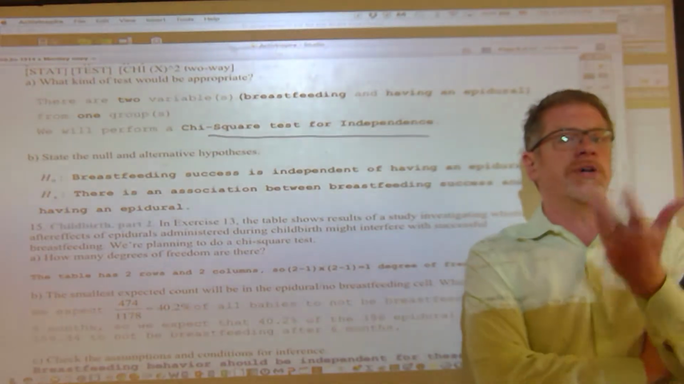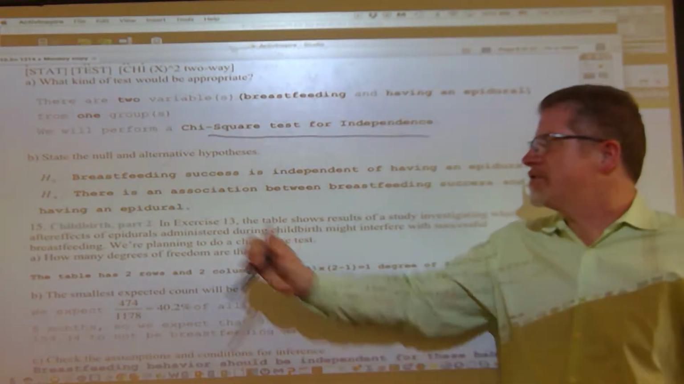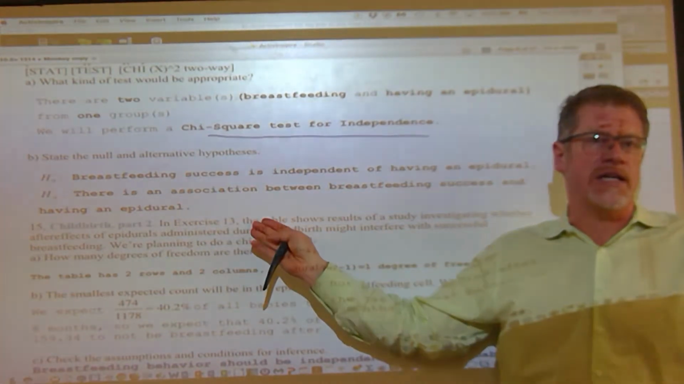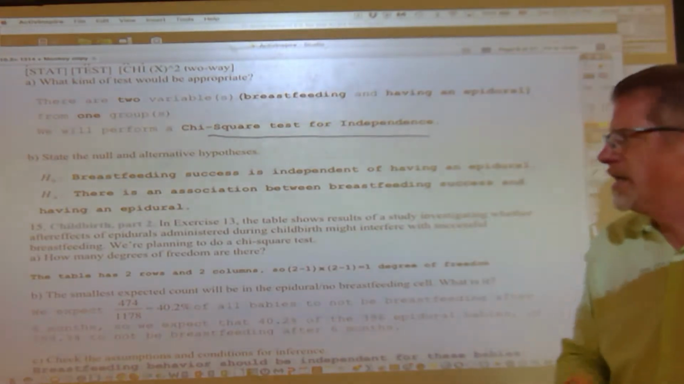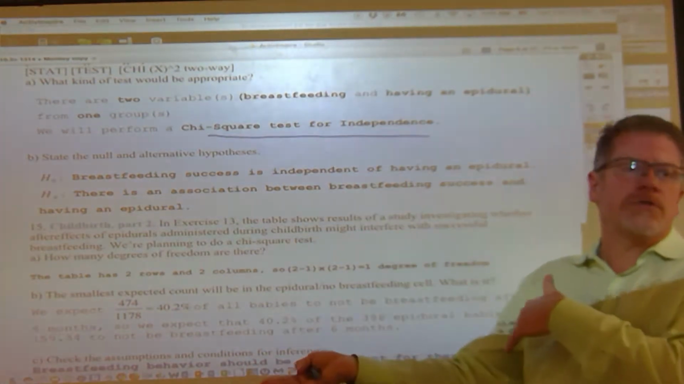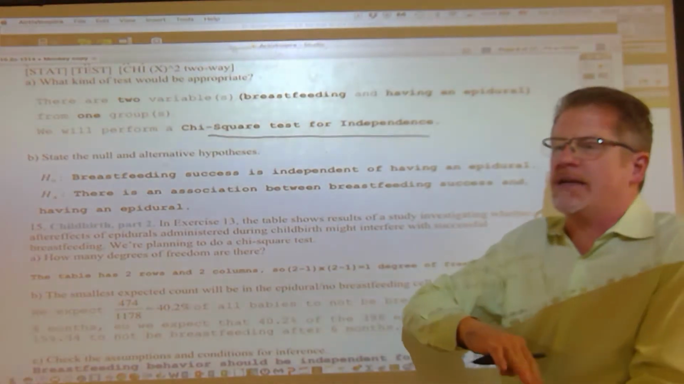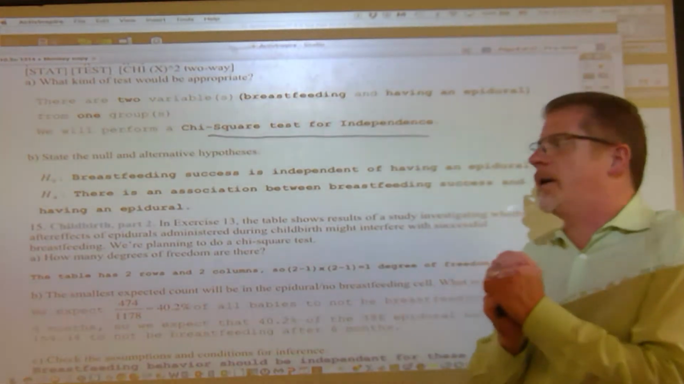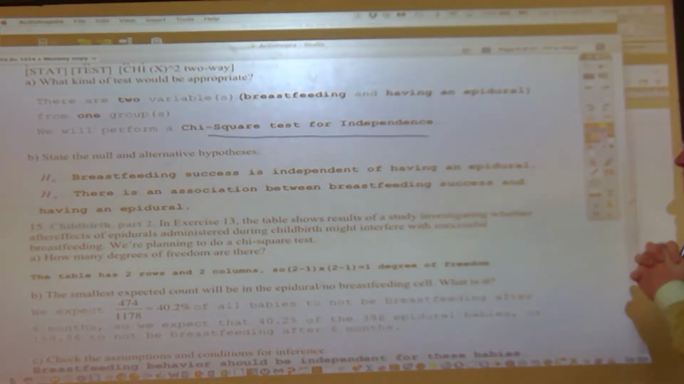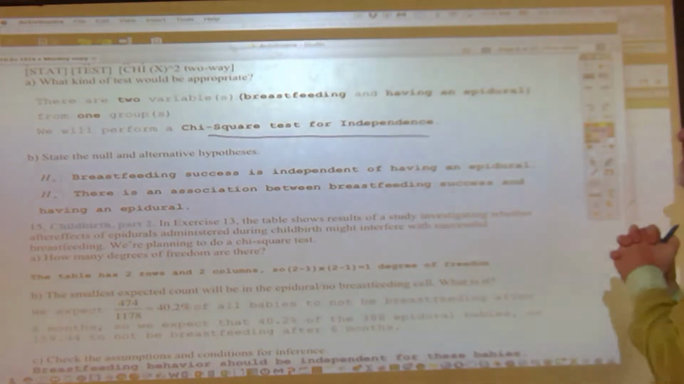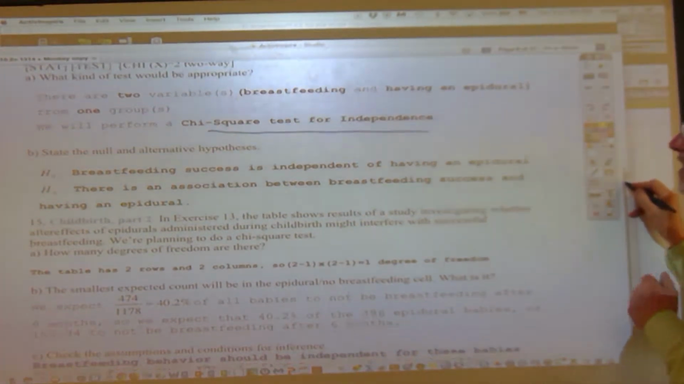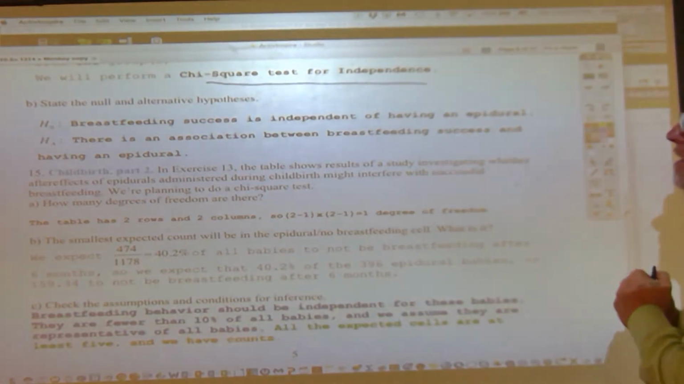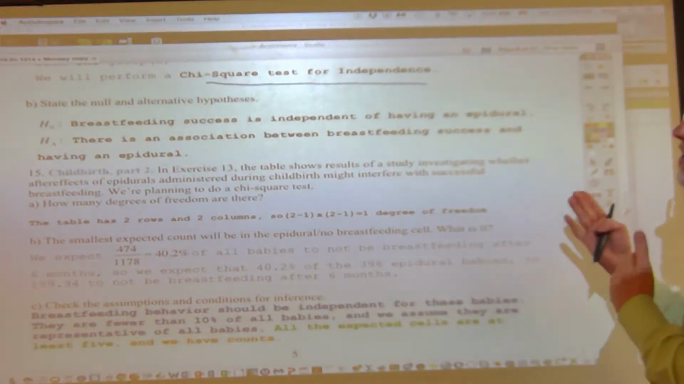But in a multiple choice setting, you would have to recognize that this is an accurate way to express the wording of the alternate. If they're independent, that means there's no association. We talked about that language in Unit 1 with the Titanic problem way back in August. So likewise, we can say there is an association: having an epidural and breastfeeding after 6 months successful, they have something to do with each other.